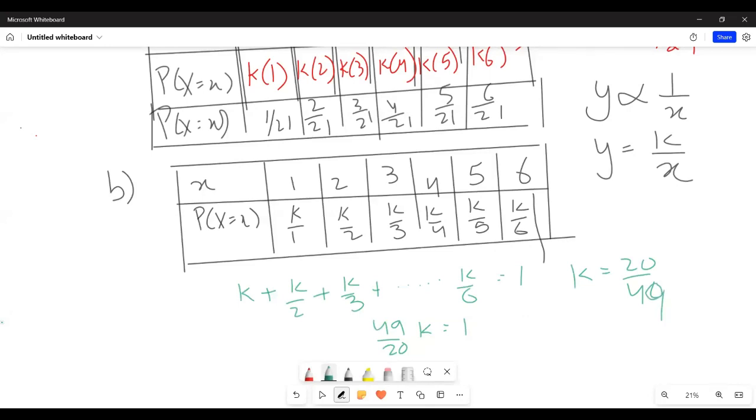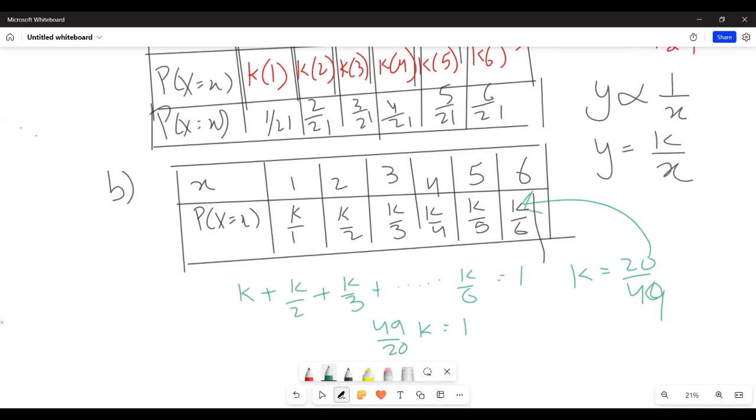Now what you'll do in the block or in the table, you replace k with 20 over 49. So I'm not going to do it, but करना यही है. जहां जहां k लिखा है उसकी जगह 20 over 49 करके you get a proper probability distribution table.